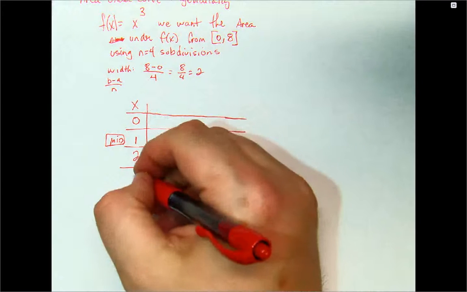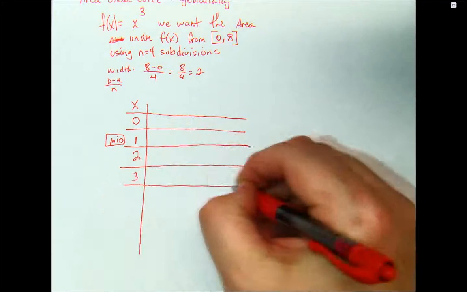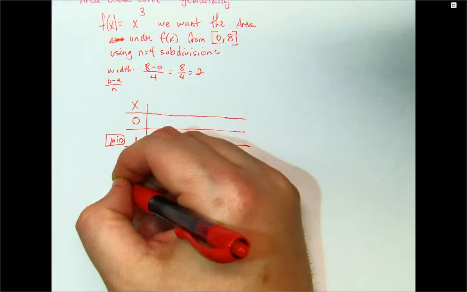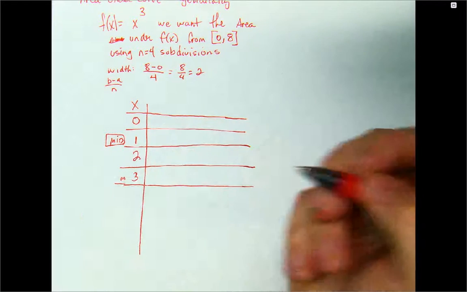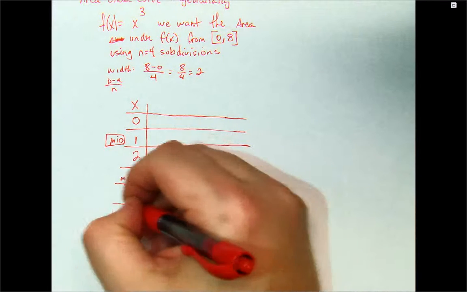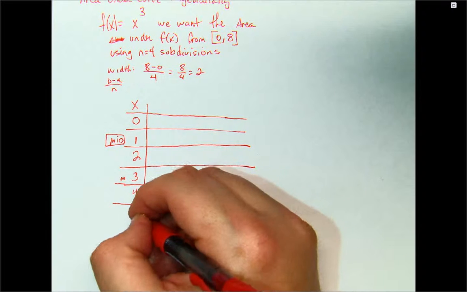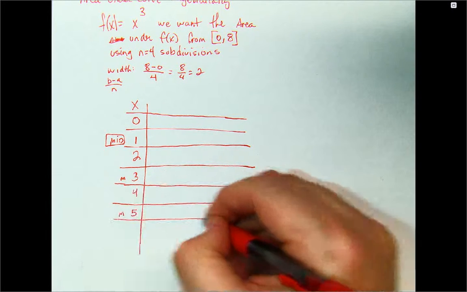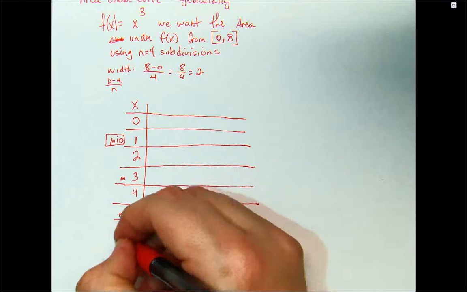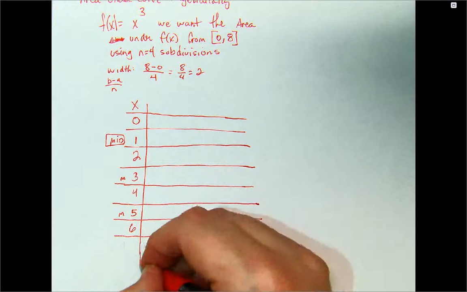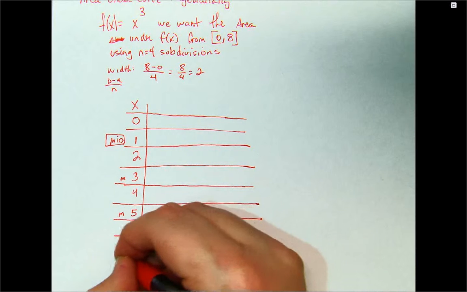All right, so we'll just do 3. Is 3 a midpoint or an endpoint? All right, so I'll put an M there. There's 4. 5's a midpoint, so I'll put an M there. 6. 7's a midpoint, isn't it? And then 8.